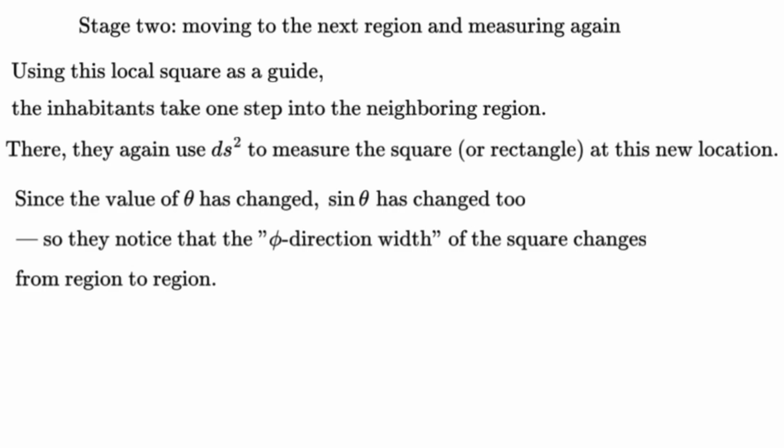Stage 2. Moving to the next region and measuring again. Using this local square as a guide, the inhabitants take one step into the neighboring region. There, they again use ds squared to measure the square, or rectangle, at this new location. Since the value of theta has changed, sine theta has changed too, so they notice that the phi direction width of the square changes from region to region.